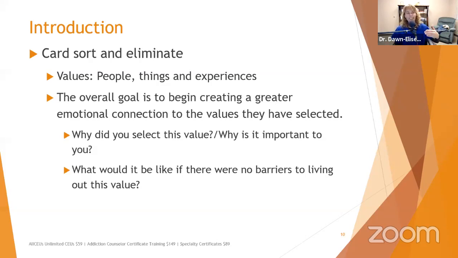Once you have them pare it down from however many to 10 to 5, then have them talk about why did you select this value? Why is that particular thing important to you? Whether it's good relationships with their family or what have you. What would it be like if there were no barriers to living out this value? So if you were able to just have this awesome relationship with your family, what would that be like?